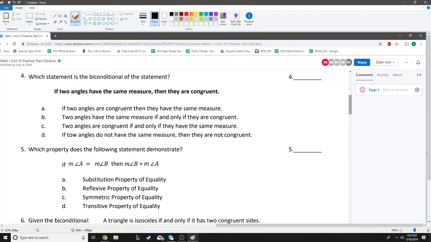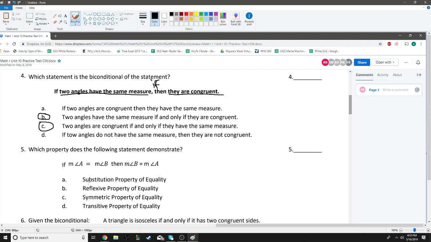Okay, so which statements are biconditional? We have the hypothesis, the conclusion, and then we only have to write if and only if in there. So two angles have the same measure if and only if they are congruent, B would work. It's okay if you write it backwards too: two angles are congruent if and only if they have the same measure. So B and C are acceptable for this one.